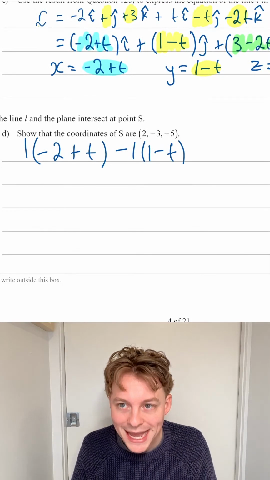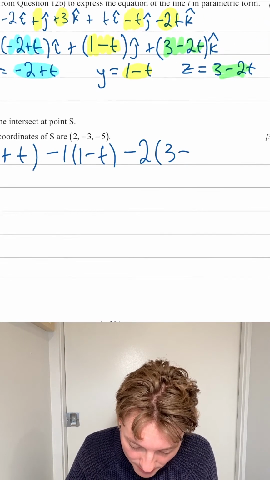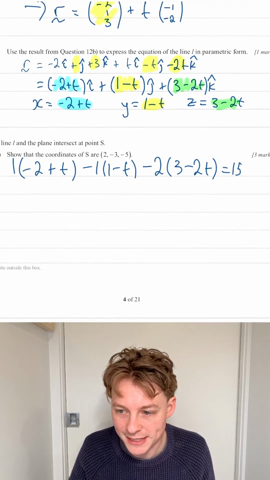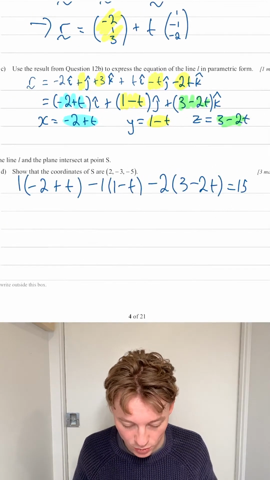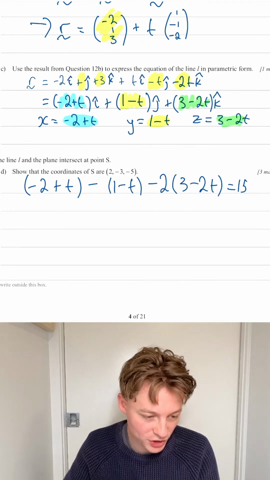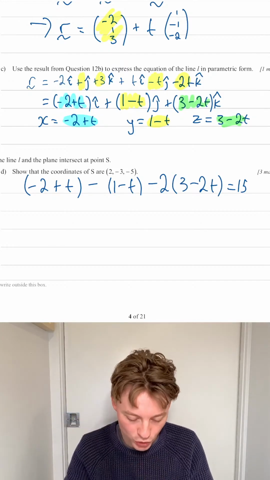And it was minus 2z. That becomes minus 2, and z is going to be 3 minus 2t. And all of that still is equal to 15. If you can see all of that there. Again, I don't necessarily need to put these ones out the front, but just showing that if I had a 3 or a 4, minus 7, whatever, that would go there.